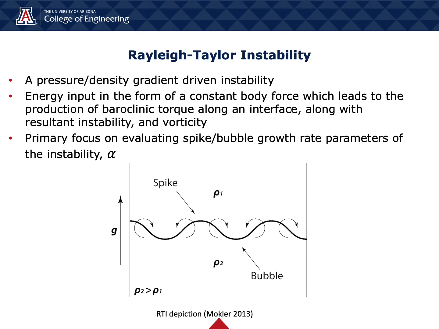Characteristic spike and bubble structures emerge, which eventually result in a mixing of the interface. It is the growth parameter alpha of these spikes and bubbles that is of primary interest.